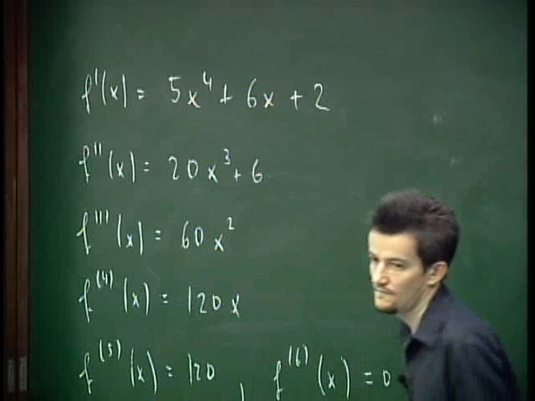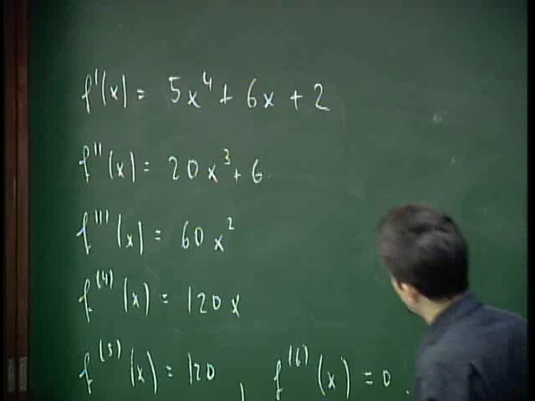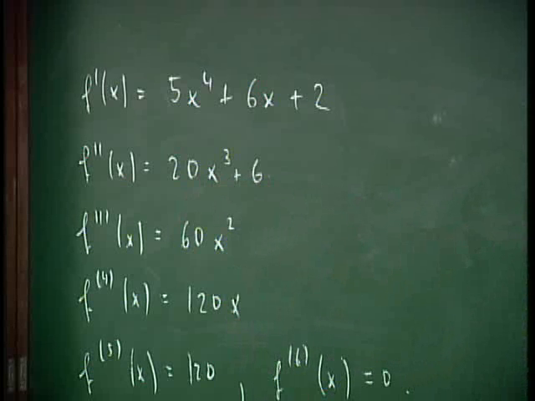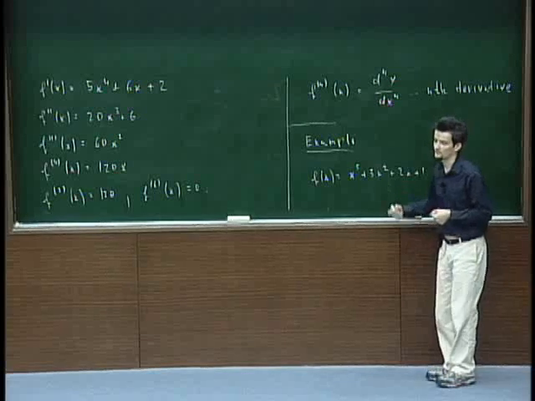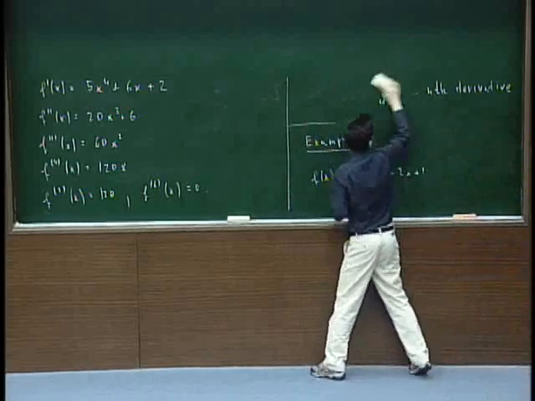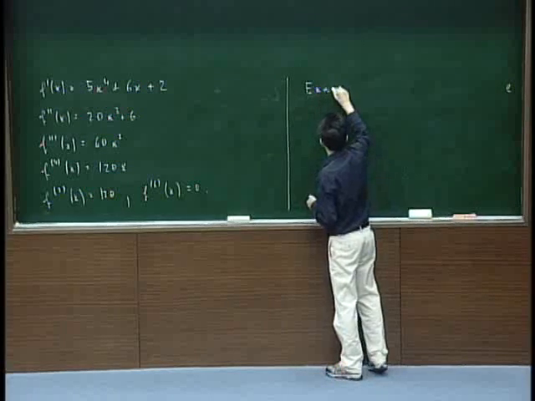0. So you see for a polynomial, if the order of the derivative exceeds the degree of the polynomial, which is here 5, then the derivatives will all be equal to 0. Now, this is an easy example. Let's look at another easy example.